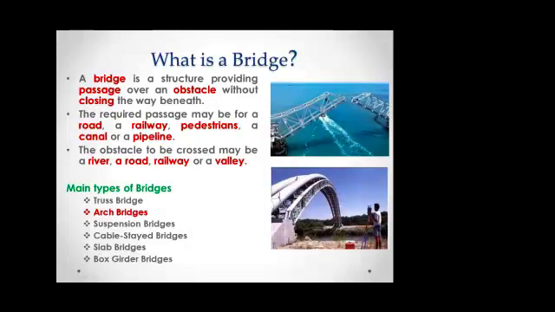So this is your introduction to what a bridge is, and side by side you can see the picture. The explanation is also given through the picture. Majorly, the main types of bridges are classified into truss bridge, arch bridge, suspension bridge, cable-stayed bridge, slab bridge, and box girder bridge. These are all the main types of bridges. So we will be looking only at the arch bridge.